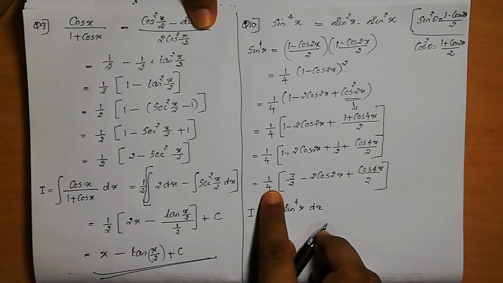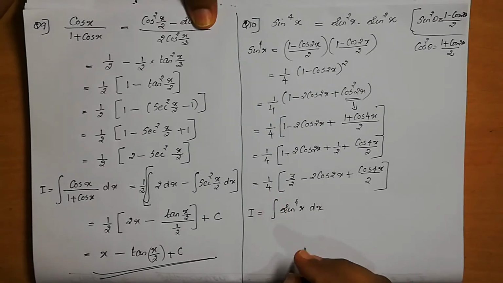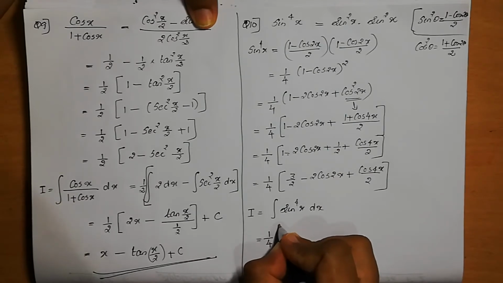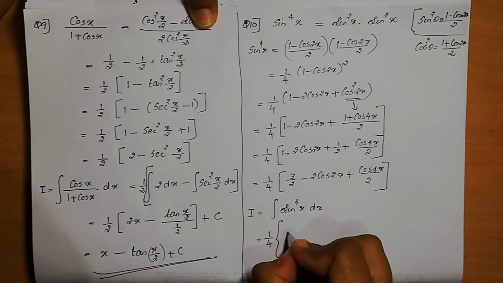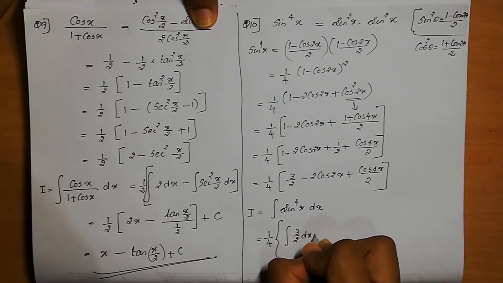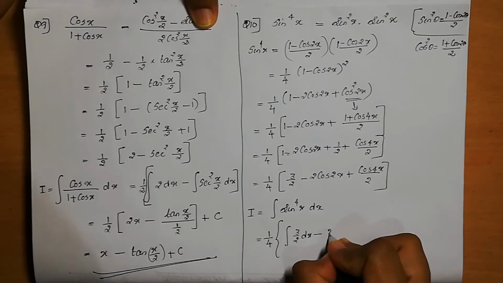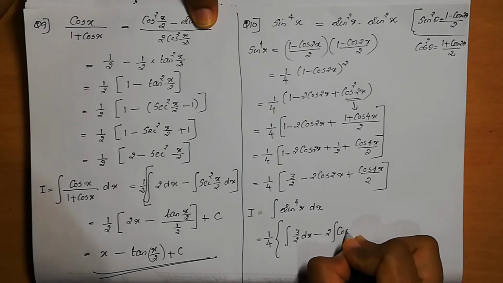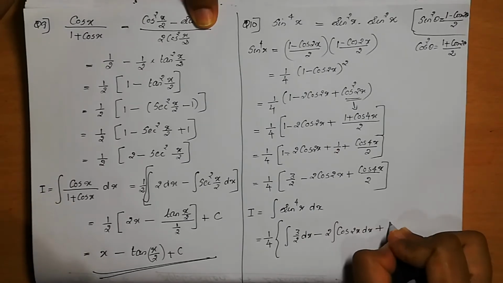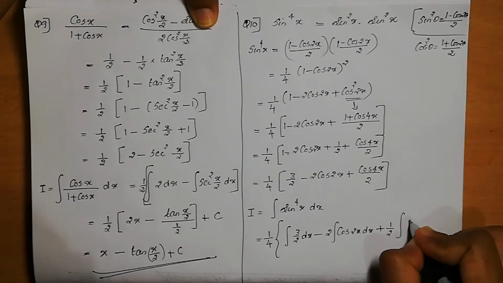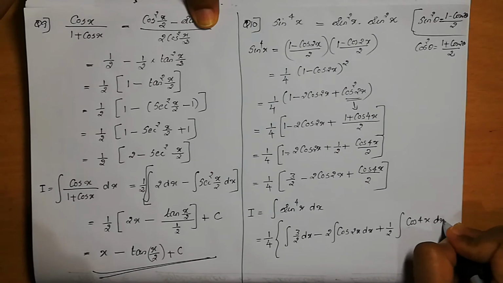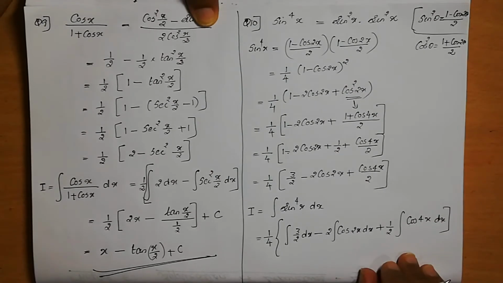That means this value we can substitute. Here 1 by 4 is a constant that we can write outside. Then we can apply the integration separately. 1 by 4 is a constant. Integral 3 by 2 dx, minus 2 is a constant, I am writing outside. Remaining is cos 2x dx, plus 1 by 2 is a constant that we can write outside. Remaining is cos 4x dx. Now we can write the integral answer.